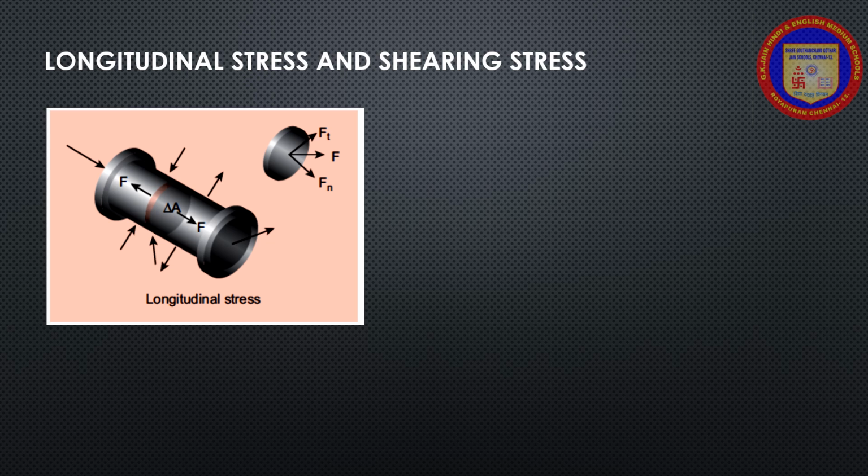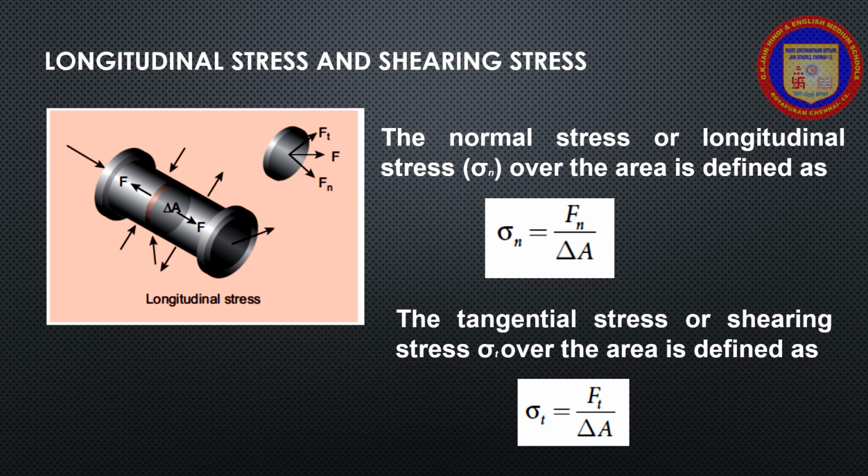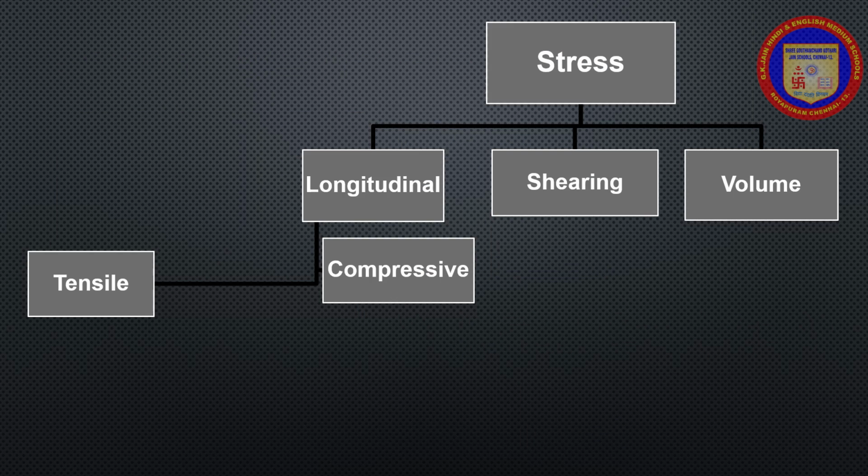The normal stress or longitudinal stress sigma n over the area is defined as sigma n is equal to Fn divided by delta A. In the same way, we are able to derive the tangential stress or shearing stress sigma t over the area, defined as sigma t is equal to Ft divided by delta A. Now, the longitudinal stress is further classified into tensile stress and compressive stress.